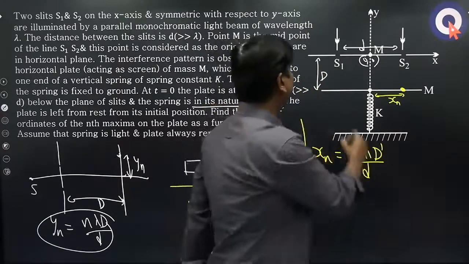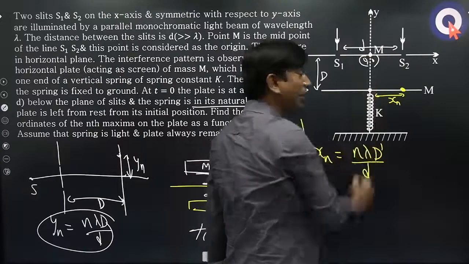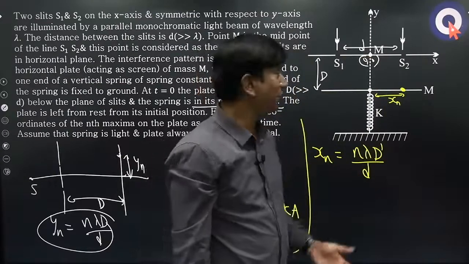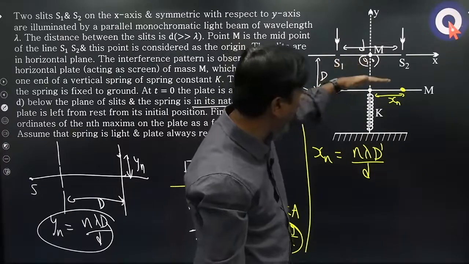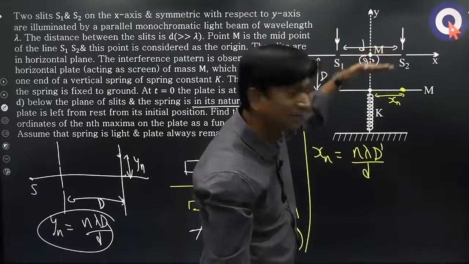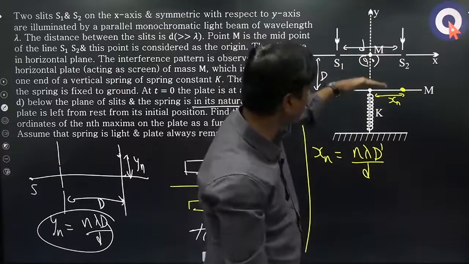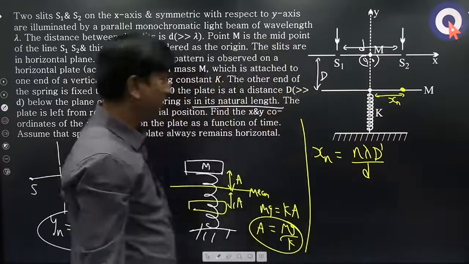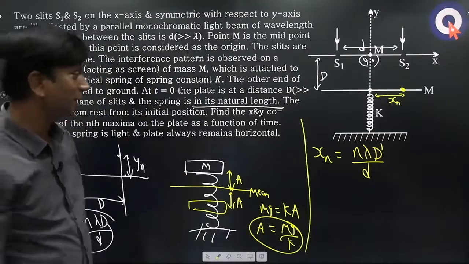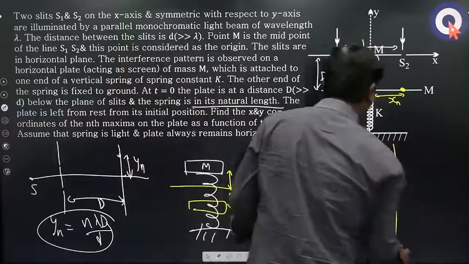Here D dash is there because it keeps on changing with respect to time. The distance between the screen and the slits, the plane of the slits and the screen, is changing with respect to time, right? So that we have to find. So for that, what can we do?